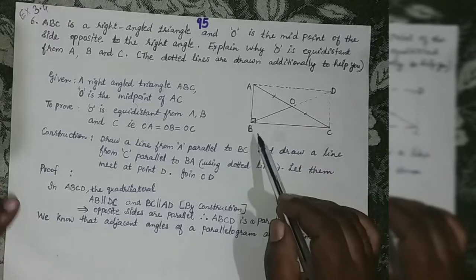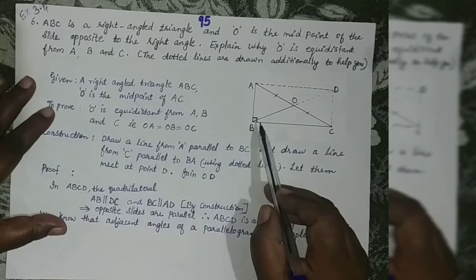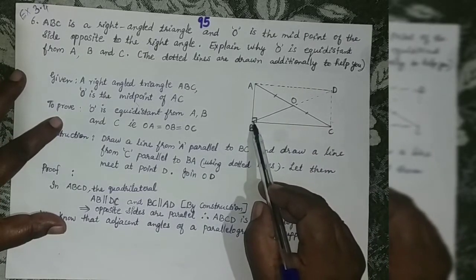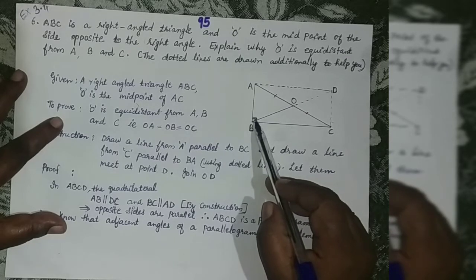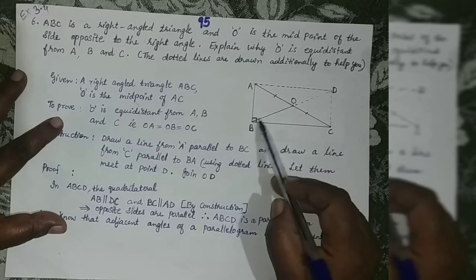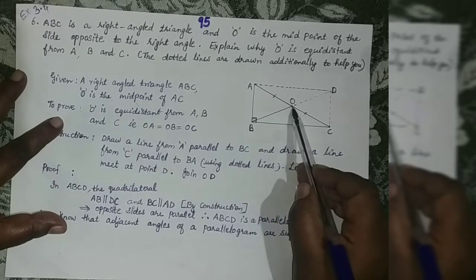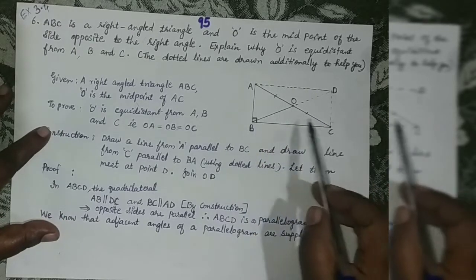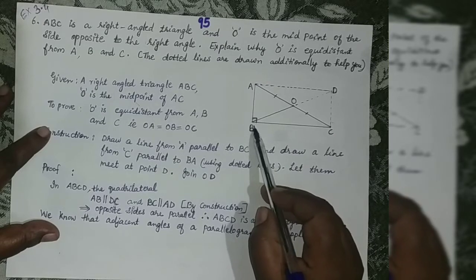What is that? ABC is a right angle triangle. See, B is the right angle. Why? Because its opposite side's midpoint is O. You can see O is here. So its opposite side is what? B's opposite side is AC. So the right angle is at B only.